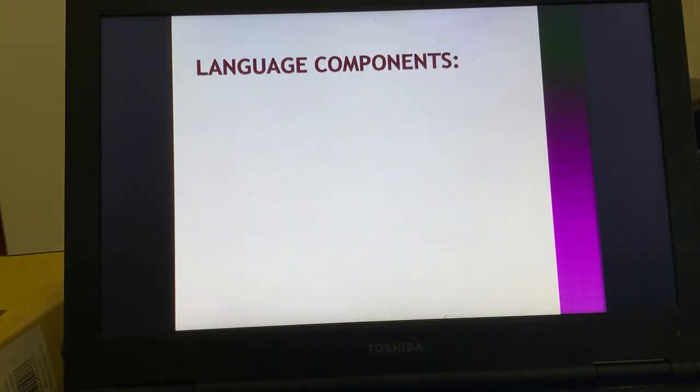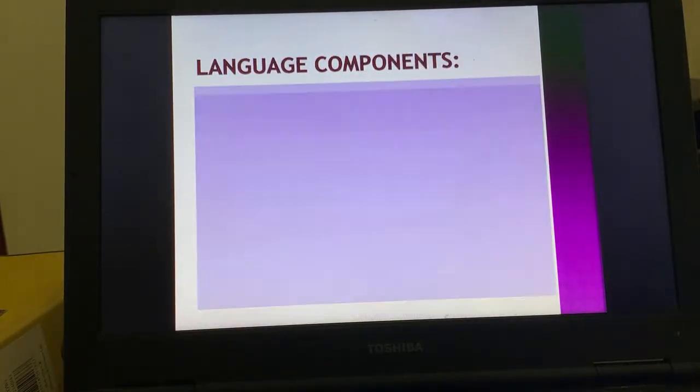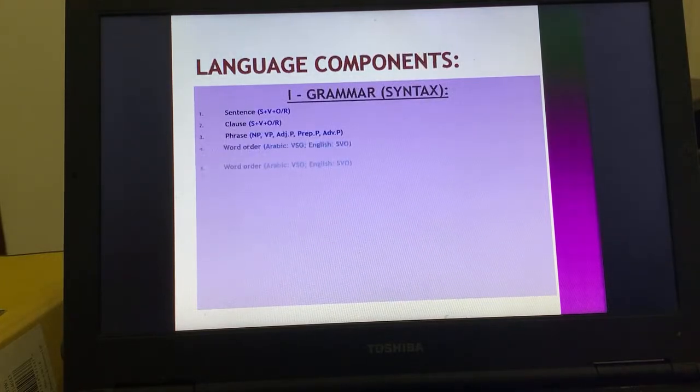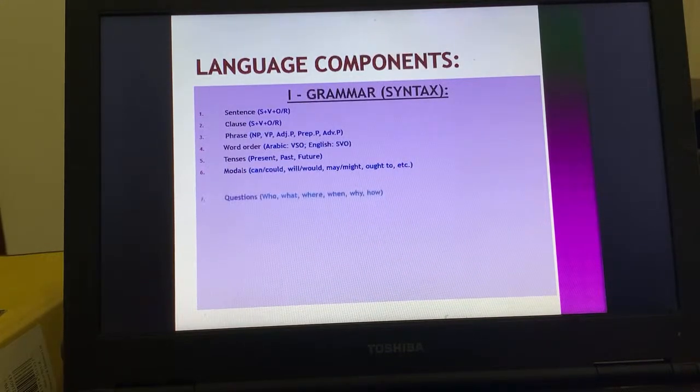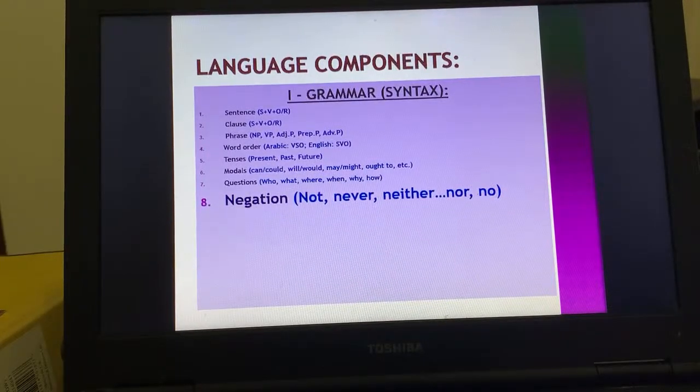انتهينا من هذا. ننتقل إلى move forward from the questions and the grammar. As you can see, we have finished the sentence, the clause, the phrase, the word order, the tenses, the modals, and the questions. Now, the negation, nafi: not, never, neither, nor, no.